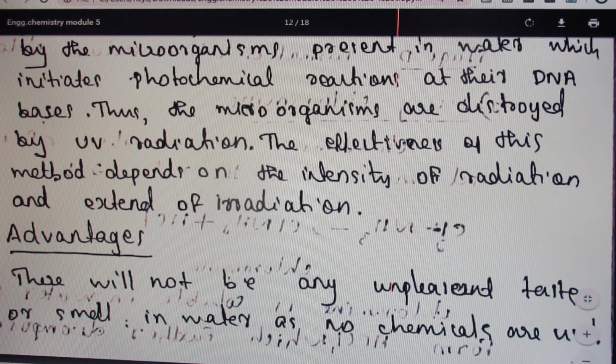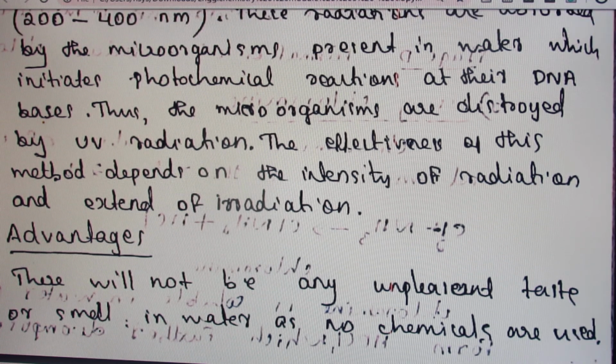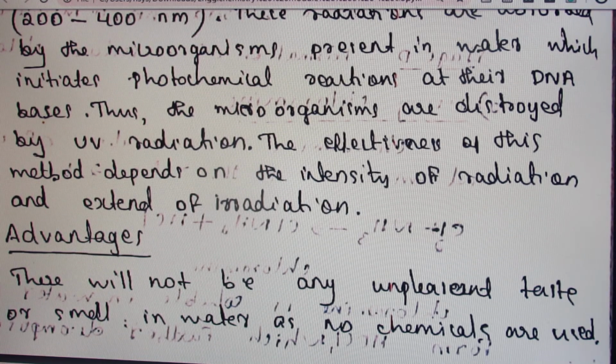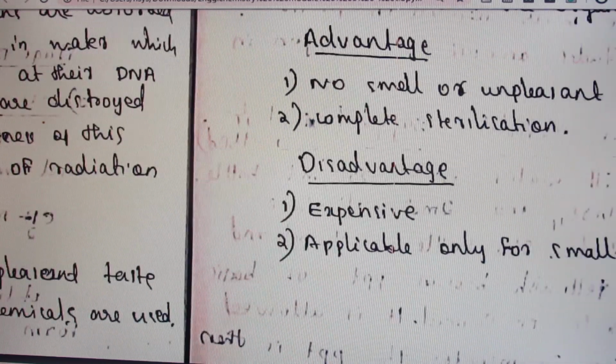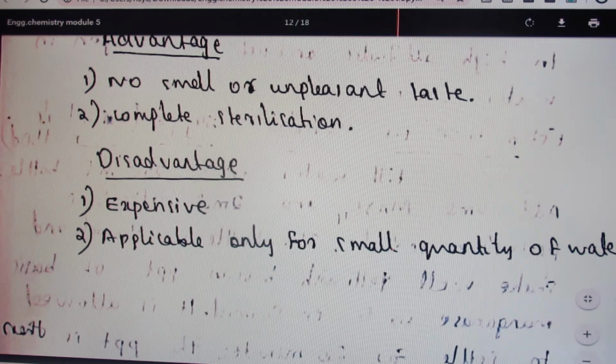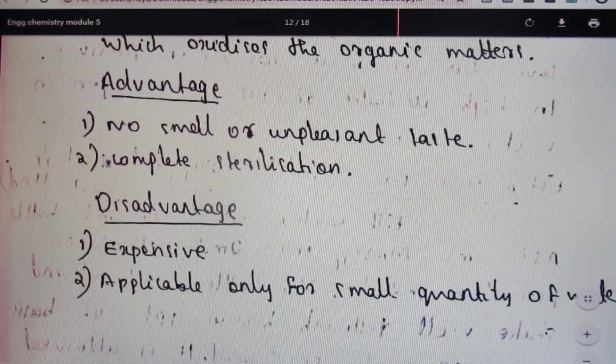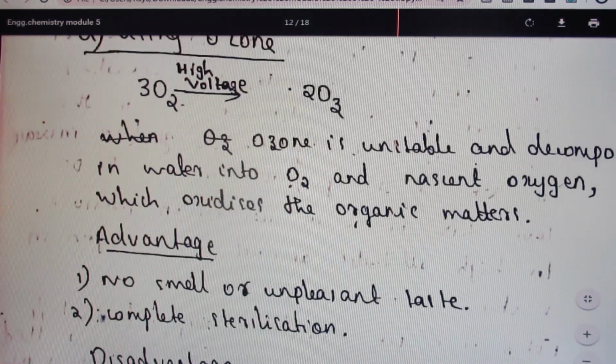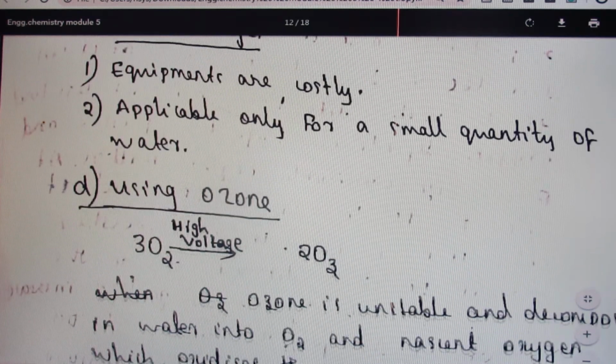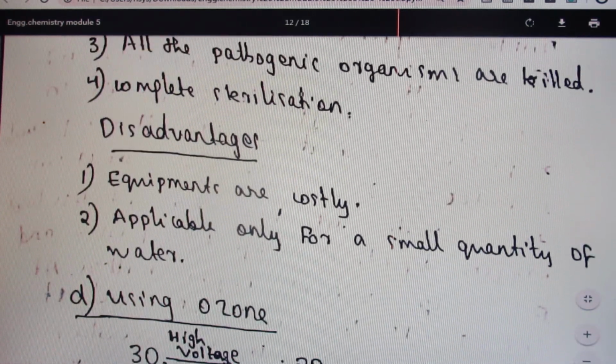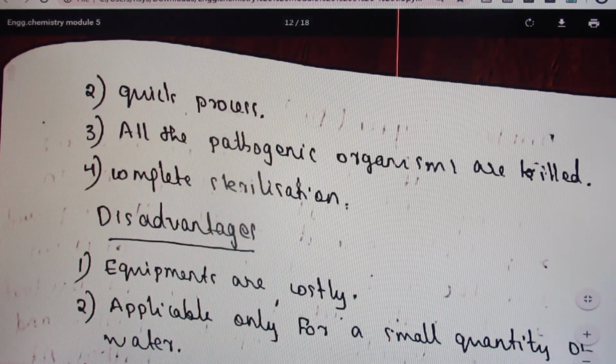Then we can consider the advantages of UV radiation. It doesn't produce any unpleasant taste and smell in water, because we know that no chemicals are used in the UV radiation disinfection method. So it doesn't produce any unpleasant smell, odor, taste, etc.